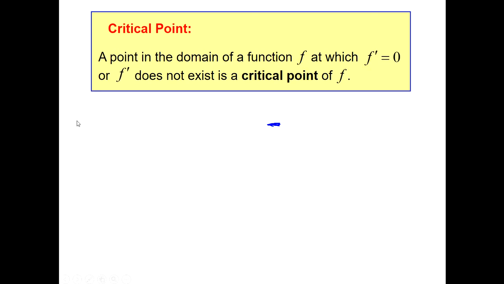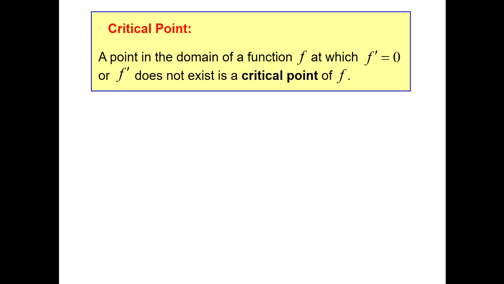So, a critical point is a place where the derivative equals 0 or the derivative does not exist. That is a critical point of my function. And critical points often become our maximums and minimums. So when we're looking for maximums and minimums, we first find our critical points, where the derivative is 0 or does not exist, and then we test them to find out if they're maximums or minimums afterwards.